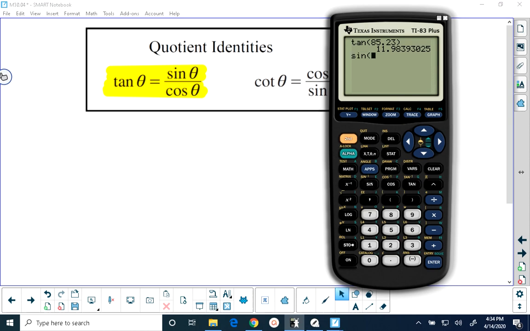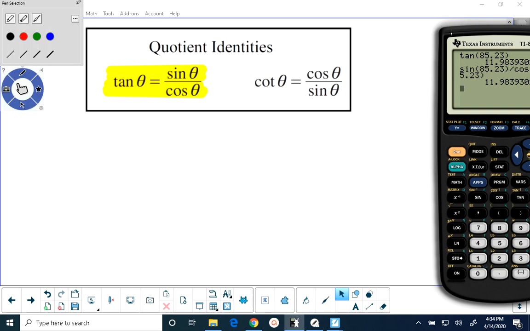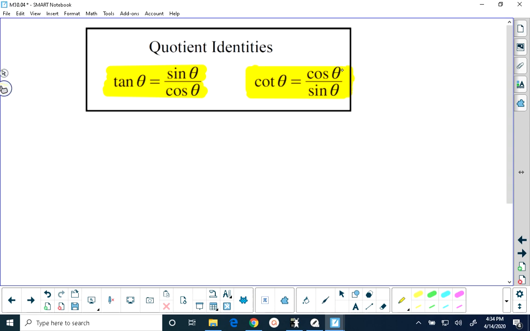If I were to take the sine of 85.23 degrees divided by the cosine of 85.23 degrees, I get the same value. The left and the right side of this equation are always equal, which means that equation is an identity. And similarly, there's another quotient identity that says cotangent is equal to the cosine of the angle over the sine of the angle. Now, you are not going to have to memorize these. These are all on your formula sheet, and they would certainly be given to you if we had exams.